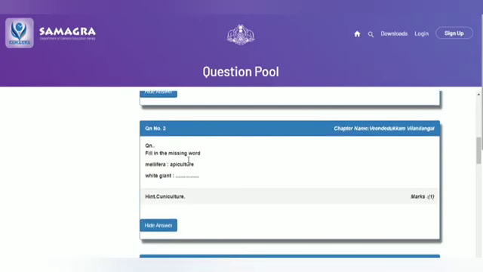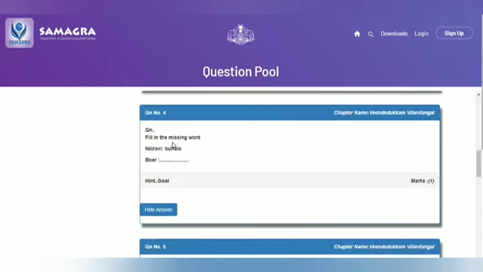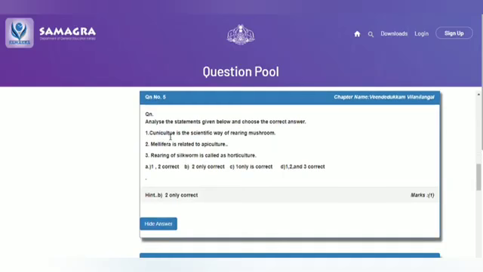Fill in the missing word. Mellifera, apiculture; white giant, cuniculture. Find the missing word: Niliravi, buffalo, boar, goat.